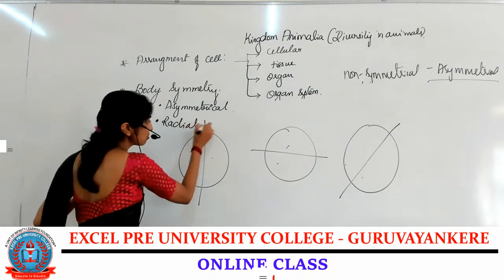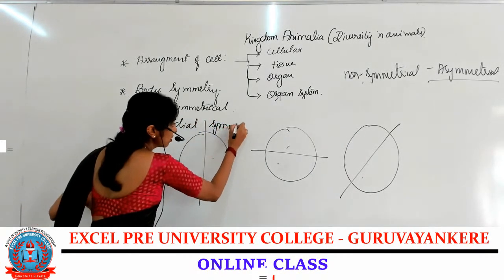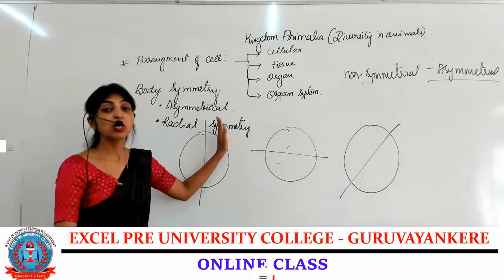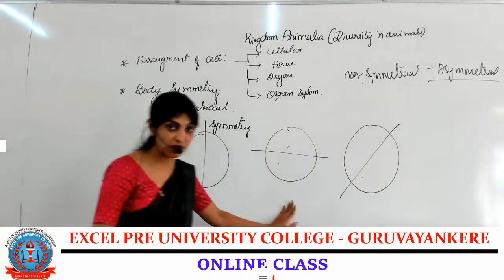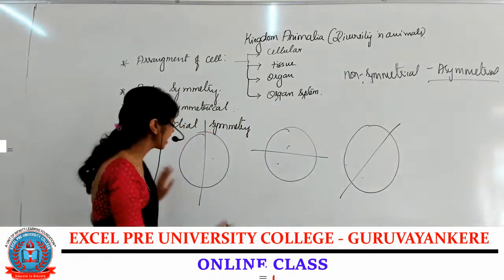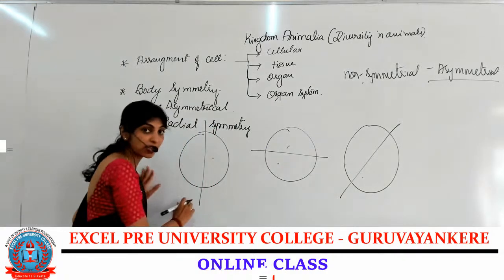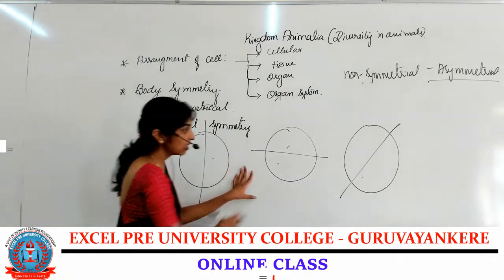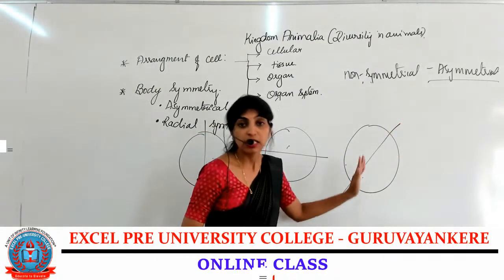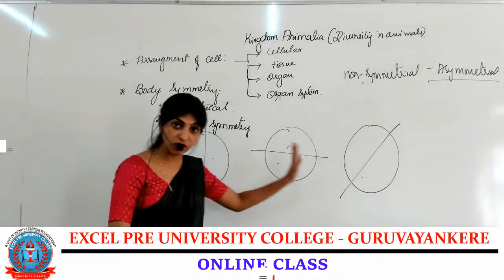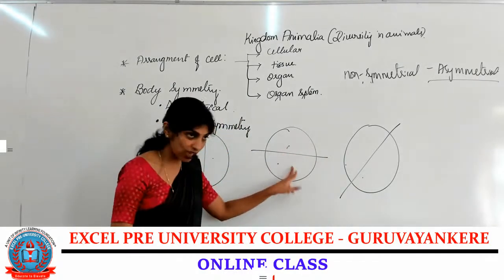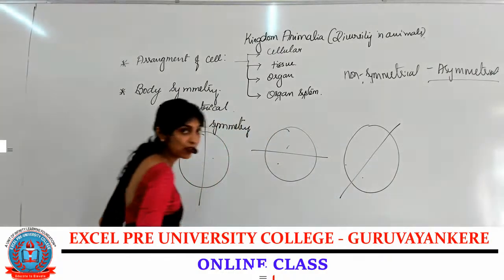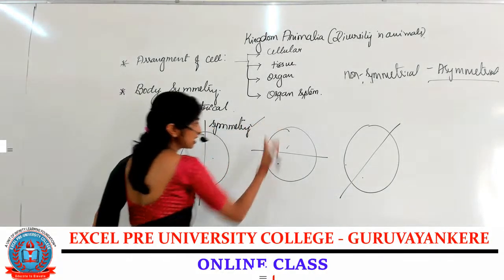What is radial symmetry? If I divide an organism through the central axis in different planes, and I get equal halves, I cut the organism in one plane, in another plane, and a third plane. Even if I cut it in different planes through the central axis, and I get two equal halves, then we call it radial symmetry.